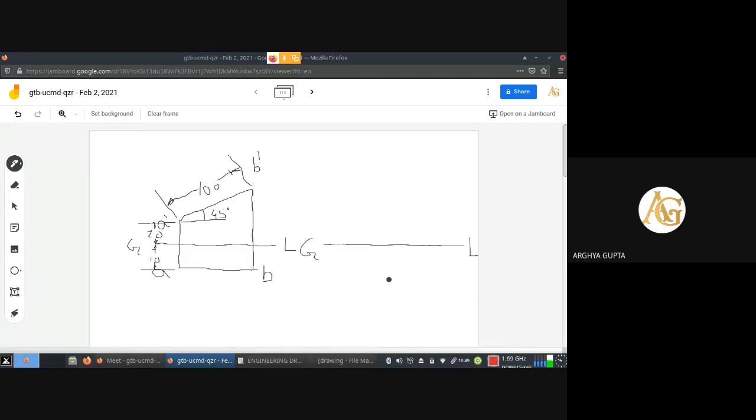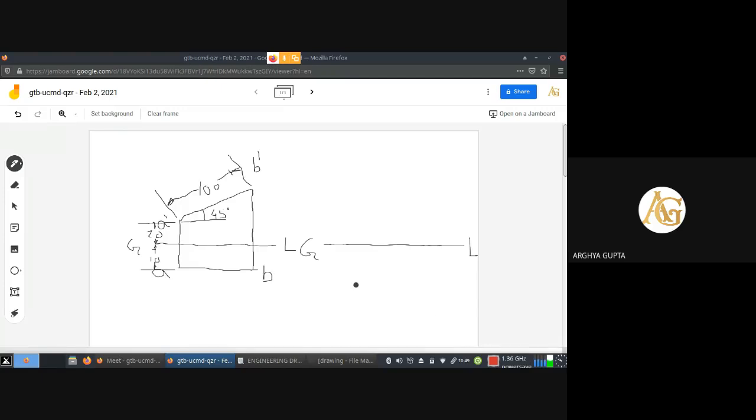Inclined at an angle of 45 degree to VP. So the inclination of the line will be 45 degree here. So the true length of the line will have to be drawn in the plan with an inclination of 45 degree. So we have understood this.